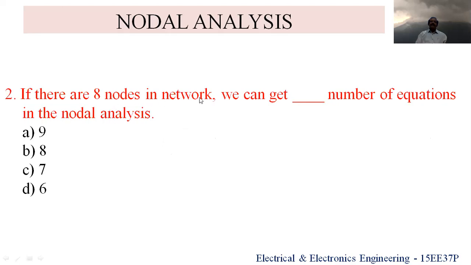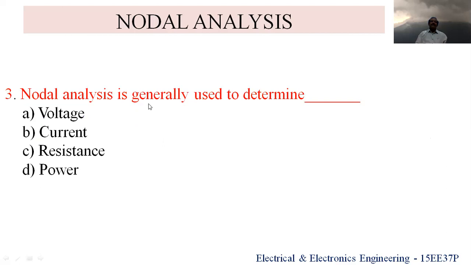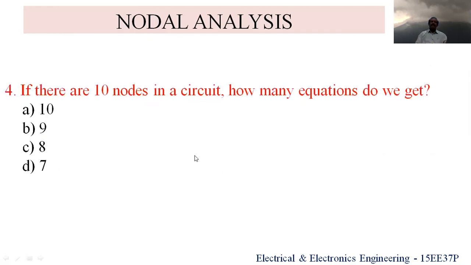If there are 8 nodes in a network, we can get dash number of equations in the nodal analysis. So the options are 9, 8, 7, 6, and the answer is C. As you know, the number of equations is n minus 1, which is equal to 7. So as there are 8 nodes in a network, we can get 7 equations in the nodal analysis. Nodal analysis is generally used to determine dash: voltage, current, resistance, or power. So as you know, the answer is A. Nodal analysis uses Kirchhoff's current law to find all the node voltages. Hence, this method is used to determine the voltage.